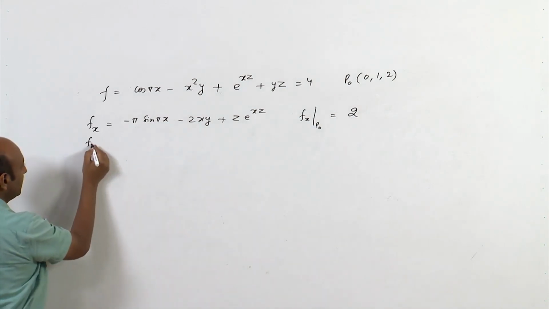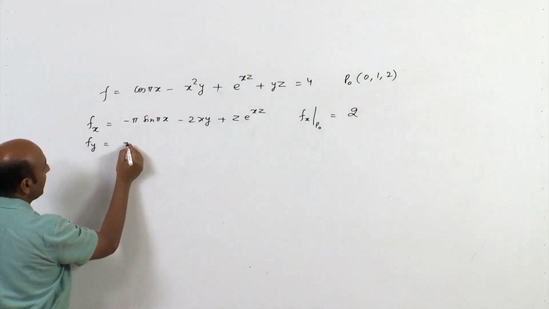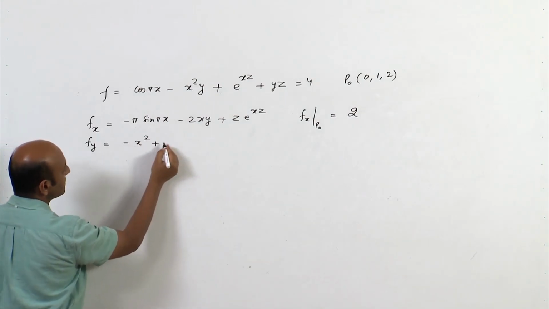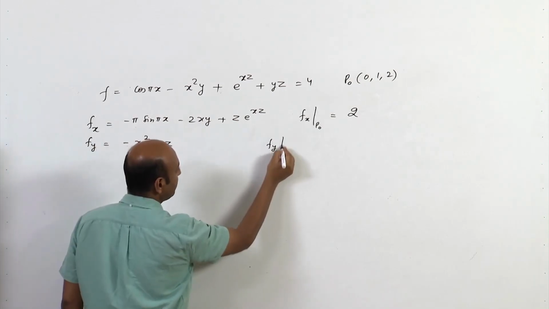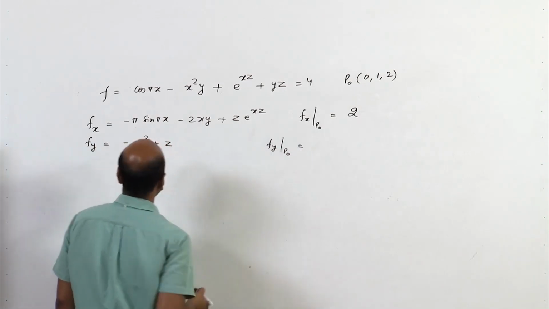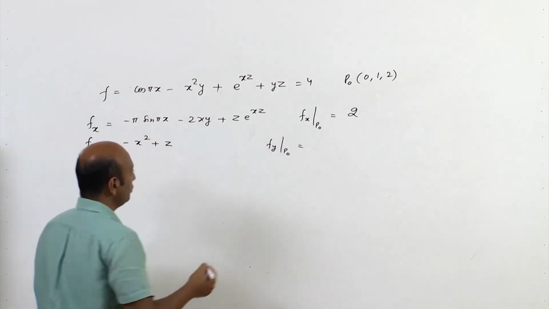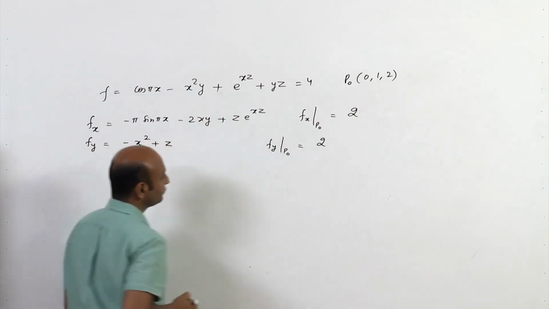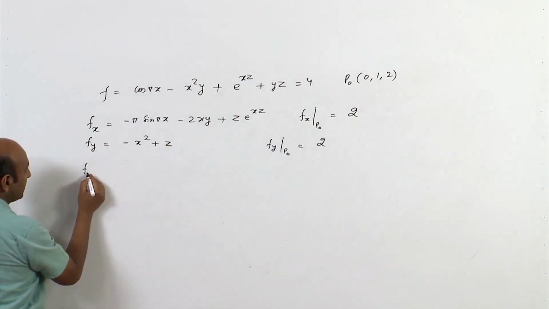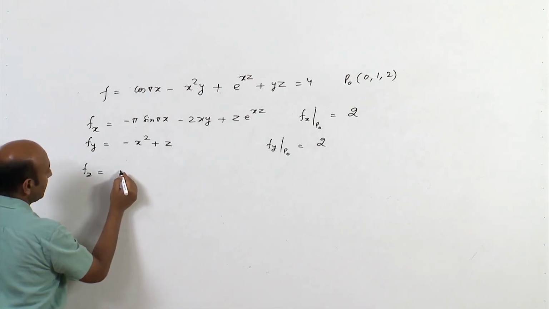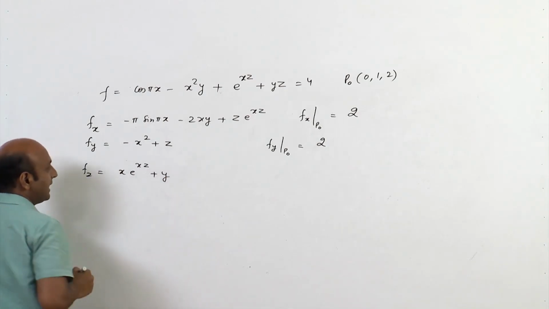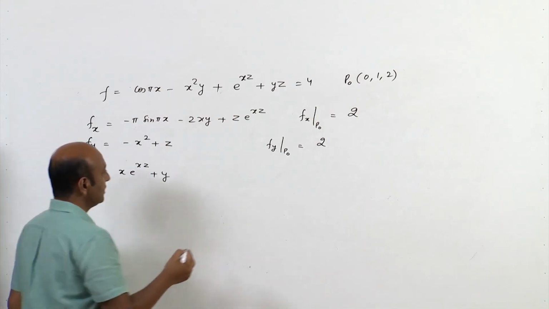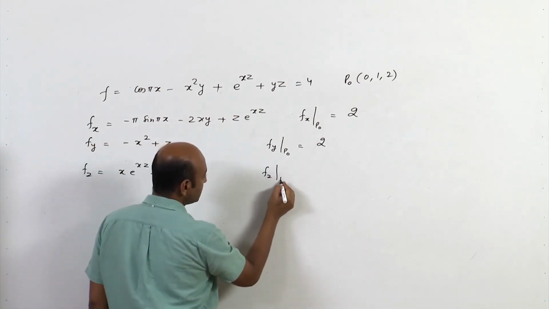Now, what is Fy? Fy will be minus x square plus z, and Fy at P naught will be x is 0 and z is 2. So, it is again 2. Now, Fz is x e raised to power xz plus y, and x is 0 and y is 1. So, Fz at P naught is 1.